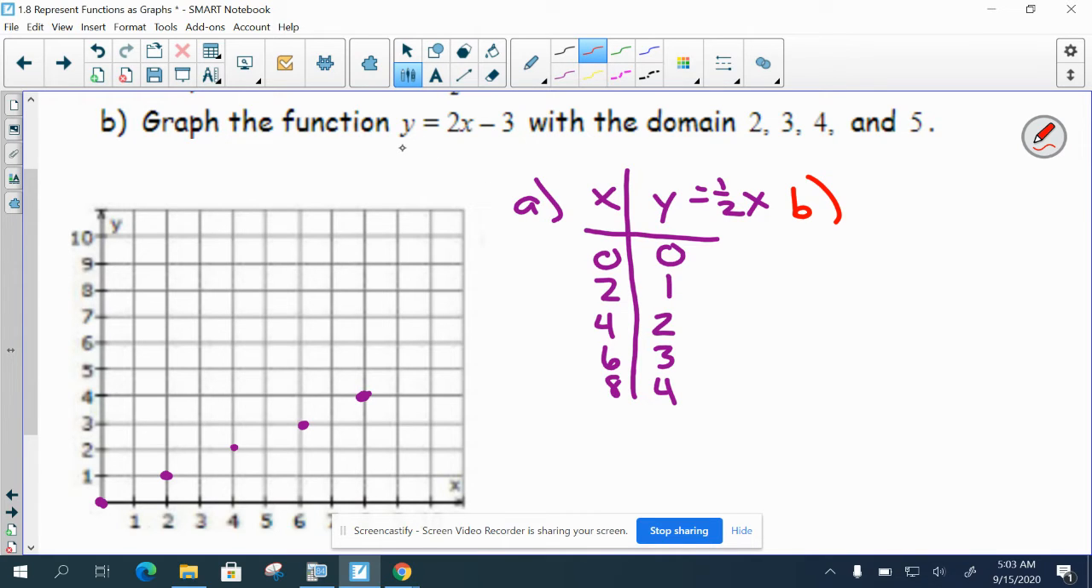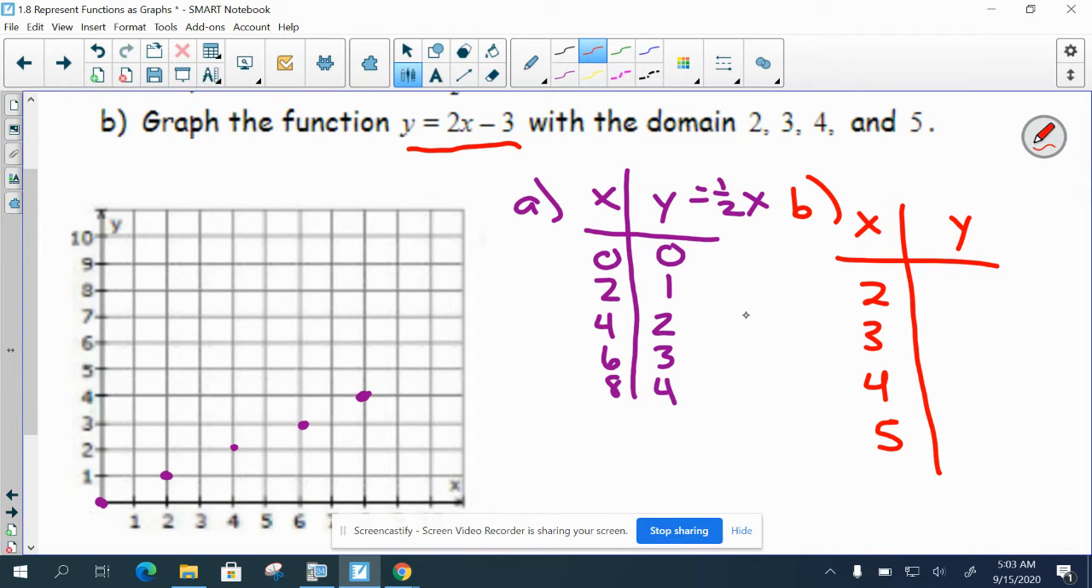So the next function is 2x minus 3 with the domain of 2, 3, 4, and 5. So let's make our x and y input-output table. We're using 2, 3, 4, and 5. If you have a different color, you can use it. And then we're plugging in 2 into the function. So 2 times 2 is 4, minus 3 is 1. 2 times 3 is 6, minus 3 is 3. 2 times 4 is 8, minus 3 is 5. And then 2 times 5 is 10, minus 3 is 7.